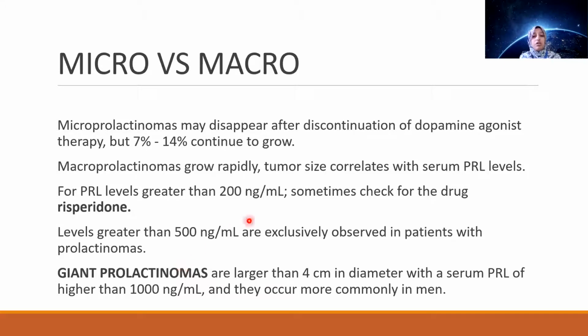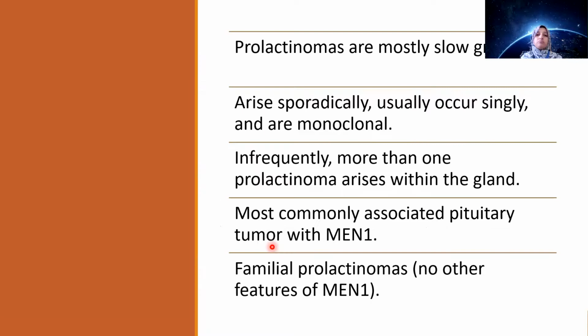Sometimes there can be giant prolactinomas. So there is a condition which is called giant prolactinomas. These are tumors which are larger than 4 centimeters in diameter by definition. And the serum prolactin level is often very high, higher than 1000 nanograms per ml. They occur more commonly in men, so they are difficult to treat. Again, the treatment strategy is the same, which I'm going to discuss, but they may have complexities, so you have to be watchful of them.